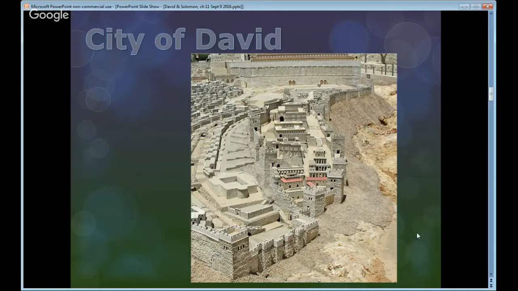There was a cistern that really kind of fed the entire city. It would have been right over in here. You can see where this juts out a little bit, and it would have covered that cistern and protected it for the people. This was a previous Canaanite stronghold. The Jebusites had been here, and then David took it very early in his reign.